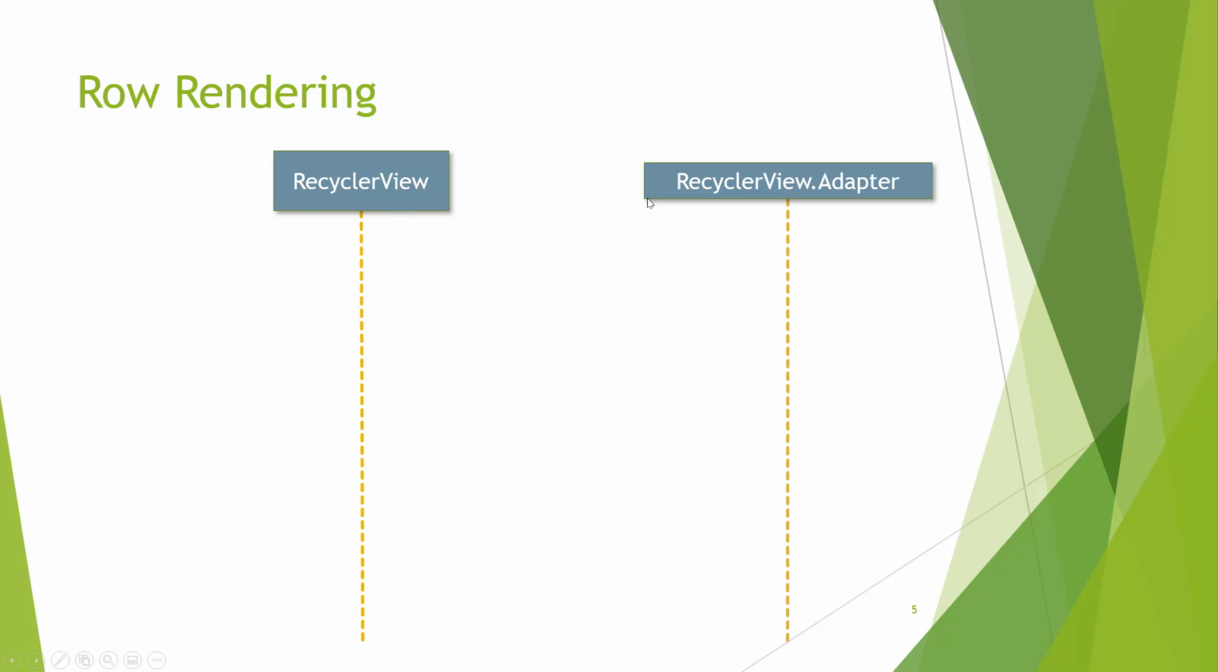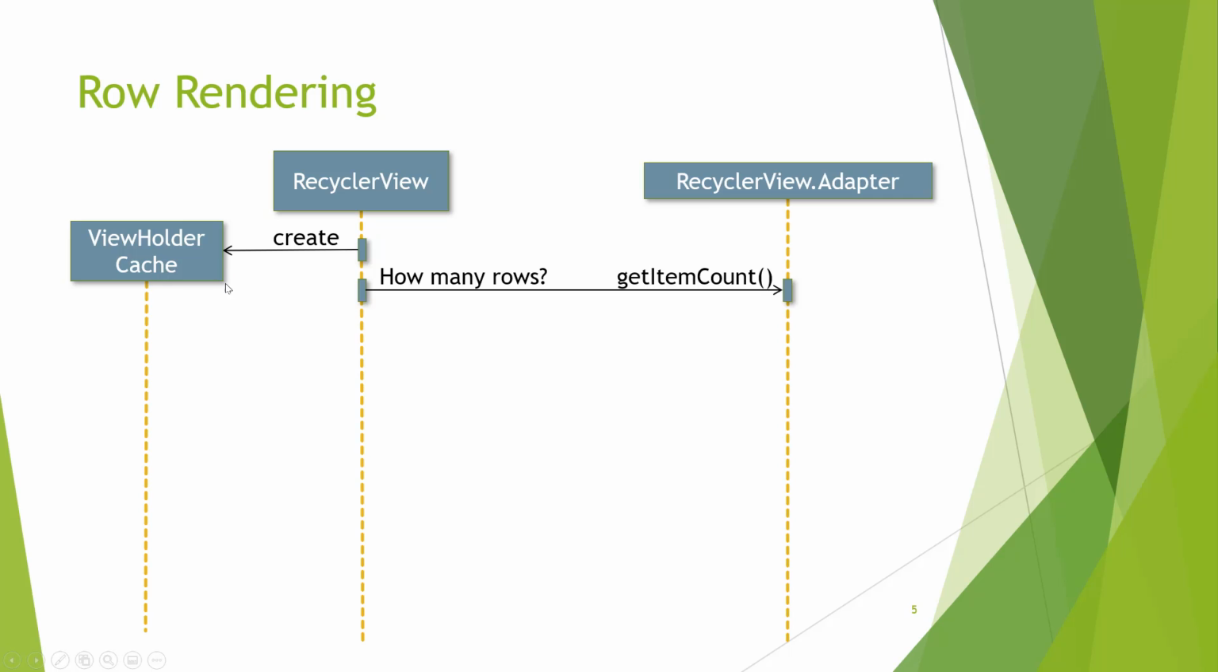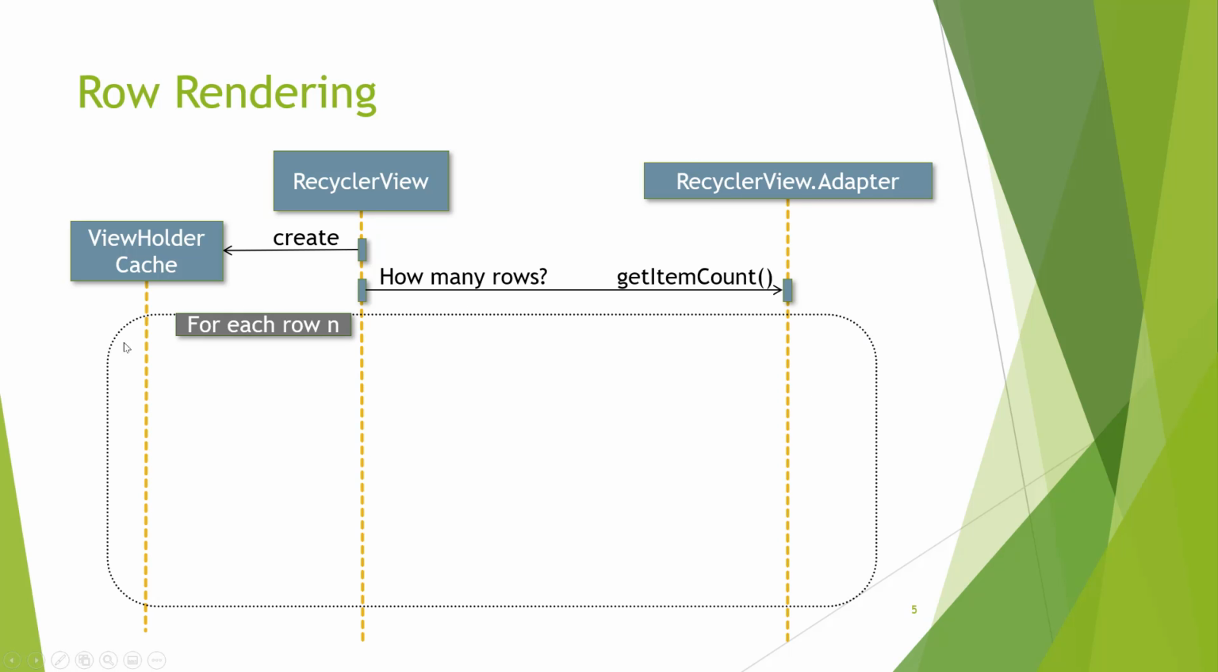So we have a recycler view here and the adapter that you're going to define. He starts off by creating a little cache to hold views. He's then going to ask the recycler view adapter, how many rows you got? And we call get item count on the adapter that you define. Once he knows how many rows, he's going to walk through each row, and for each of those rows saying, which view do you want to use?